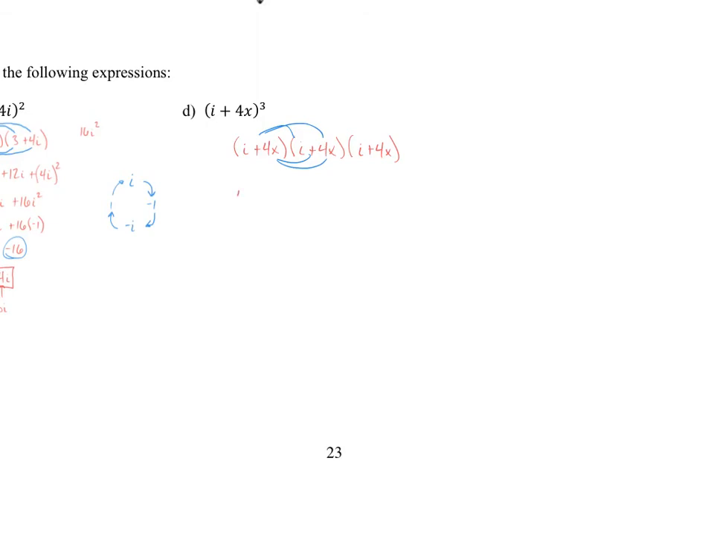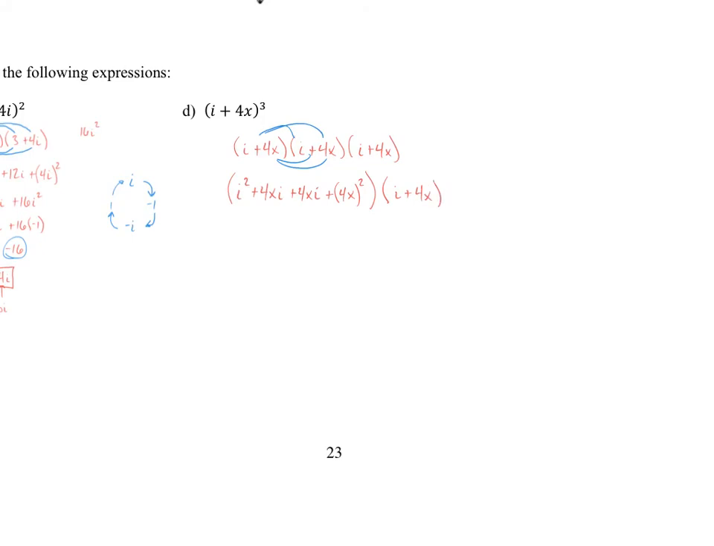So i times i is i squared. i times 4x is 4xi. I always put the imaginary component on the end. And then I have another 4xi. And then I have a 4x squared. 4x times 4x. Don't forget, we still are going to eventually multiply this by (i plus 4x).